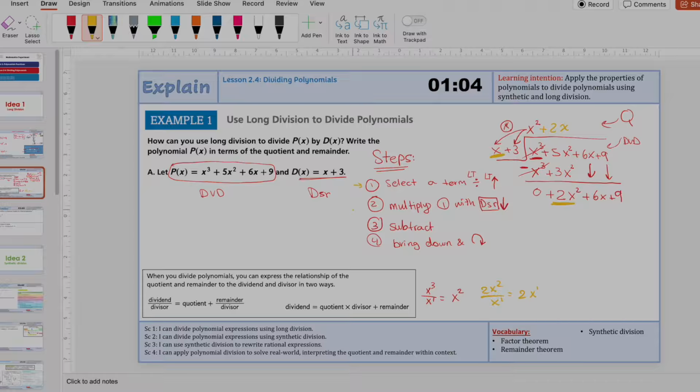Then step 2, multiply your answer with the divisor, the whole divisor, okay? So 2x times x is 2x squared. 2x times 3 is 6x. Then the next step is to subtract. Again, 2x squared minus 2x squared cancelled. 6x minus 6x, surprisingly it's cancelled. And then 9 will be step number 4, bring it down. And repeat. Yalla, let's repeat.